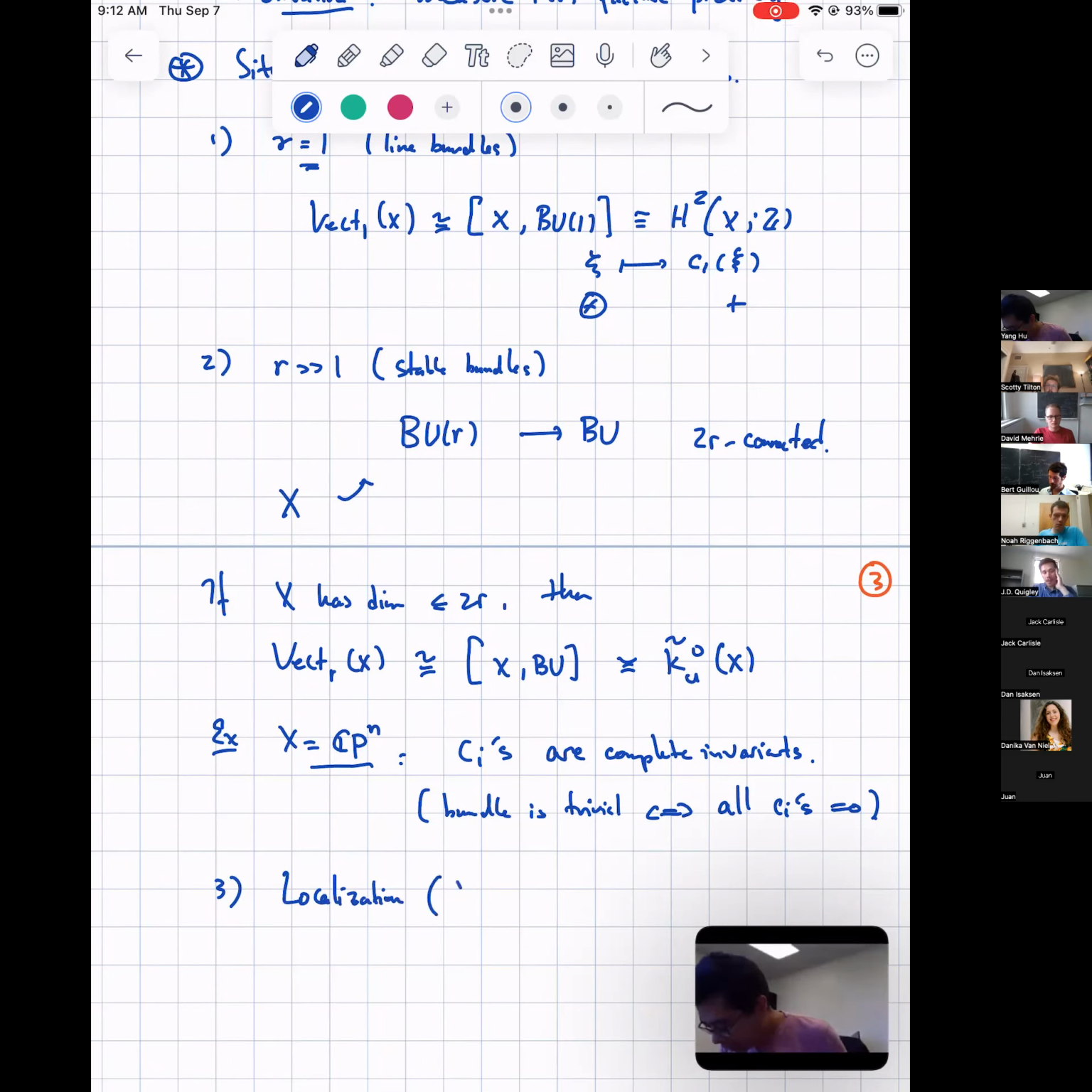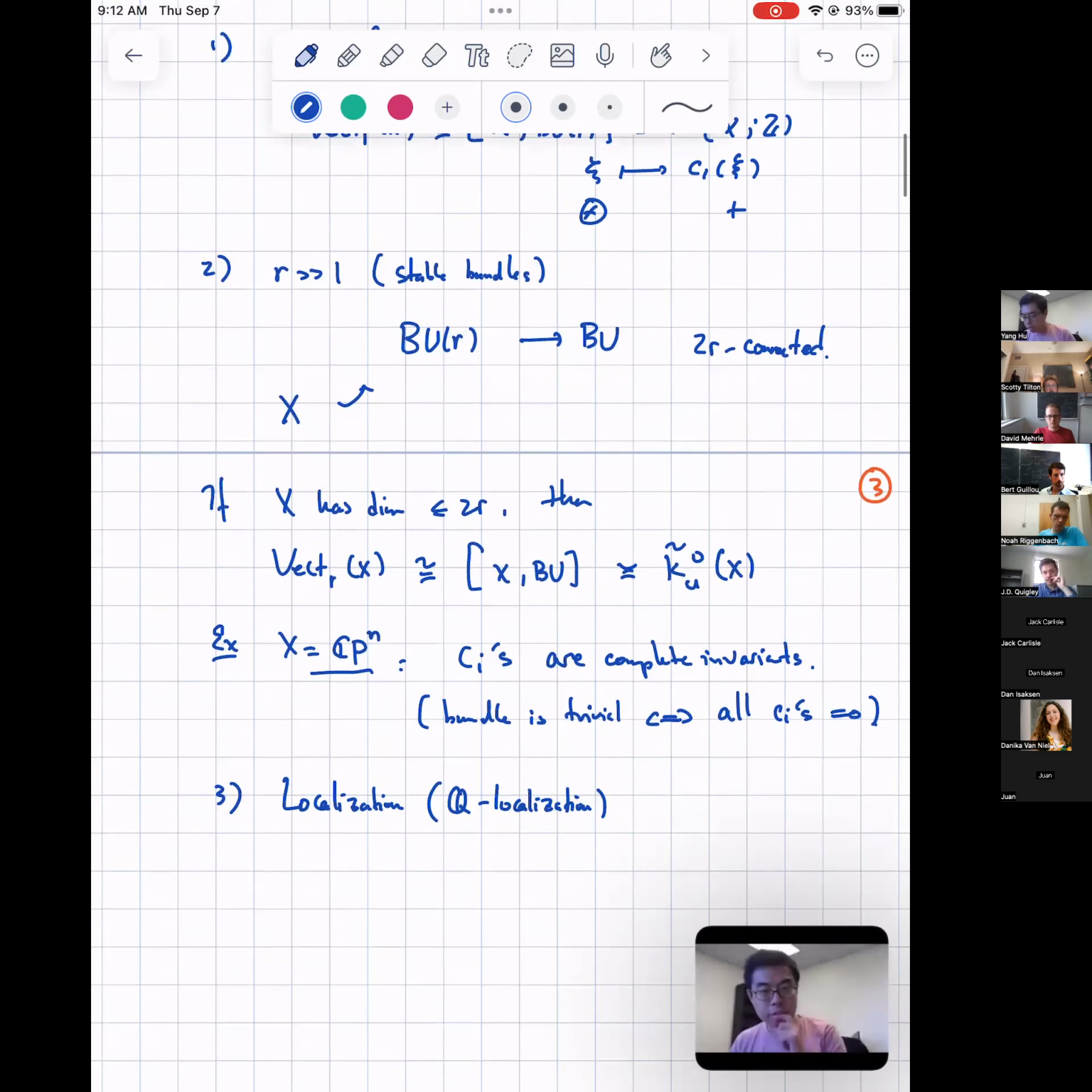And let's take the rational localization, for example. From the point of view of rational homotopy theory, rational local homotopy classes of maps from X to BU(R) can be studied using maps between the rational models, right? Because the fundamental theorem of rational homotopy theory is that rational homotopy types of simply connected spaces are modeled by isomorphism classes of nice algebraic objects.